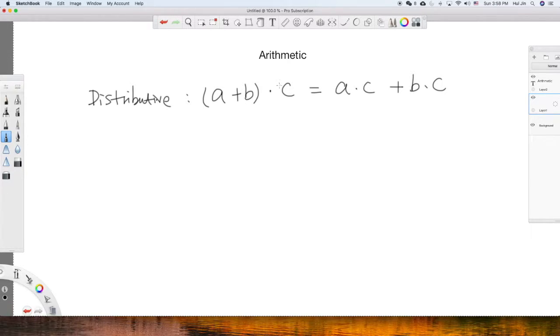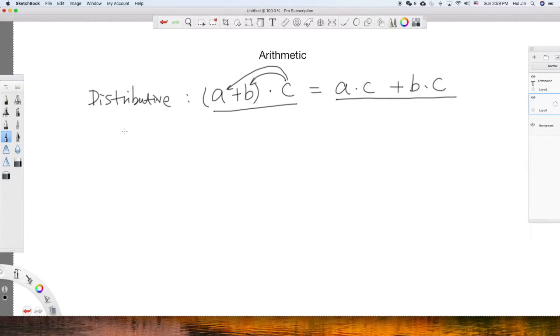And why is it called distributive? It's really you are multiplying (A plus B) times C, and you're distributing C into each of the terms inside the parentheses. So A times C plus B times C. And we kind of know this law in one direction. If you look at A times C plus B times C, this equals (A plus B) times C.